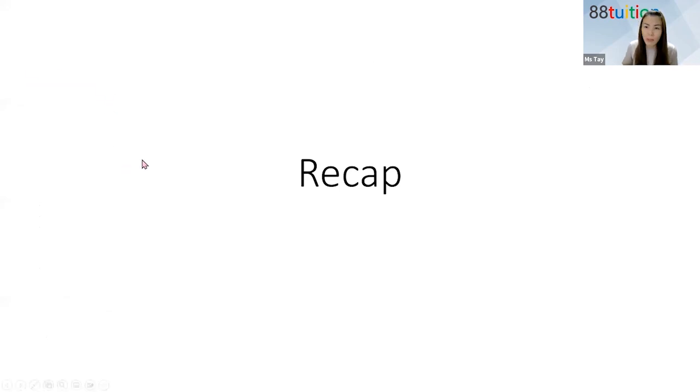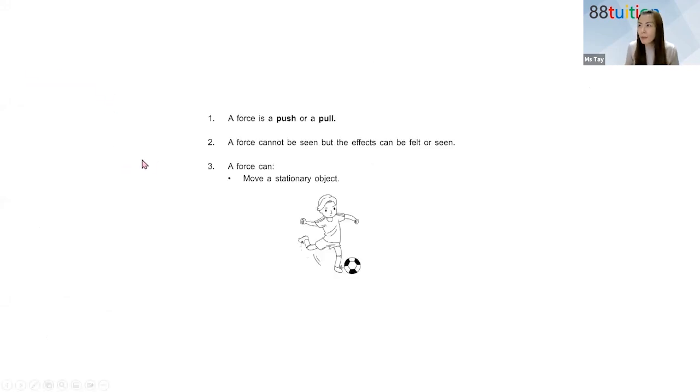Okay, it's just a quick recap of what we covered. You already know a force is either a push or a pull, right? It cannot be seen, but its effects can be felt. Effects can be seen, but the force itself cannot. It can actually move a stationary object.